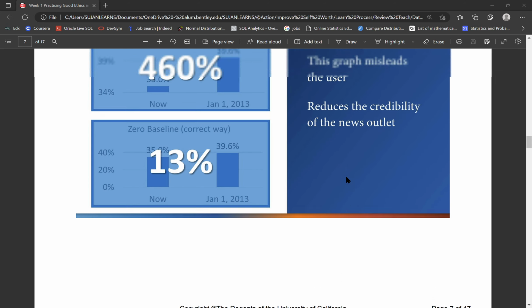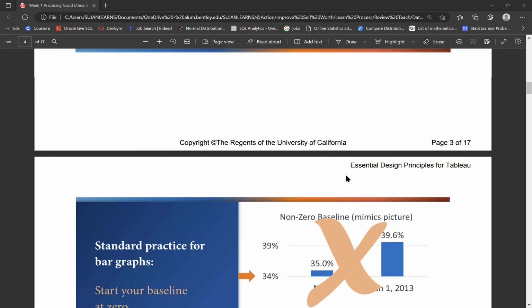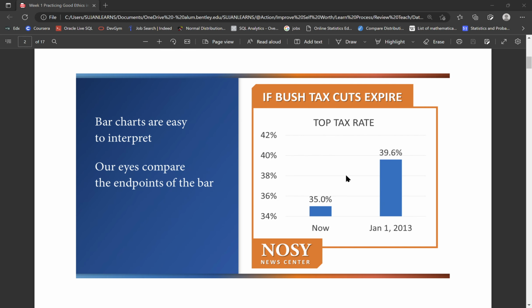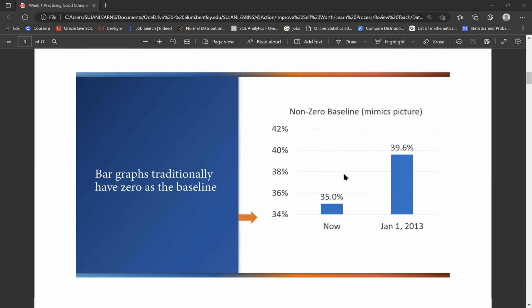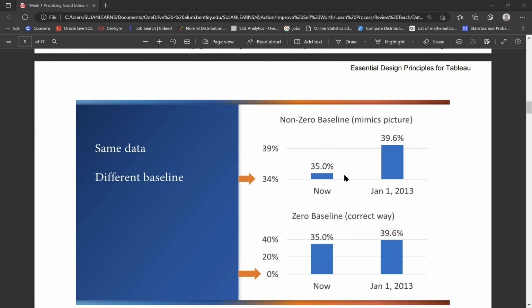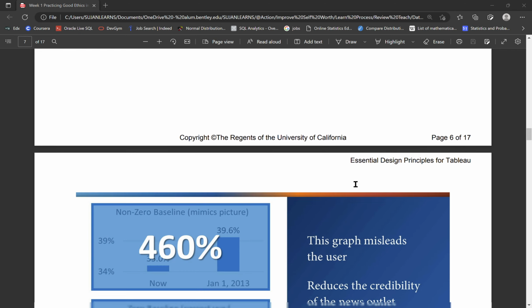Let me quickly summarize what we learned today. We learned about the ethics of data visualization and the best practice of data visualization, what those are and how they are related to each other. We studied a case study of Noisy News Center where a bar graph was presented with a non-zero baseline, which was misleading to the end user. And we showed that presenting information with a zero baseline is a much better and more ethical way to present information to the user. So that's all for today.